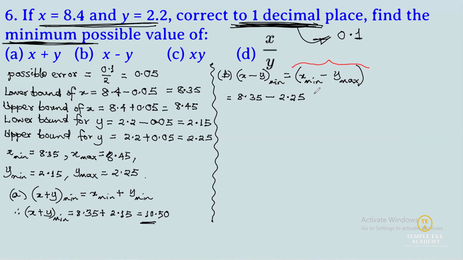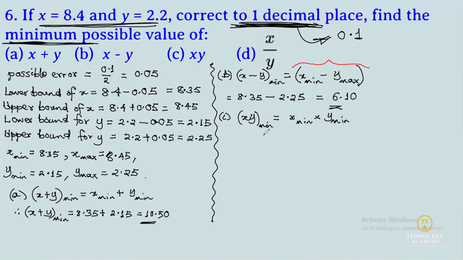So we have, by subtraction, this is going to give us 6.10. Very simple. And now the calculation C, the product. Minimum value of the product XY. This is a product, so the minimum value of each of the values will give us the minimum value of the product. So we're talking about X at its minimum, multiplying Y at its minimum. Minimum value of X multiplying the minimum value of Y.